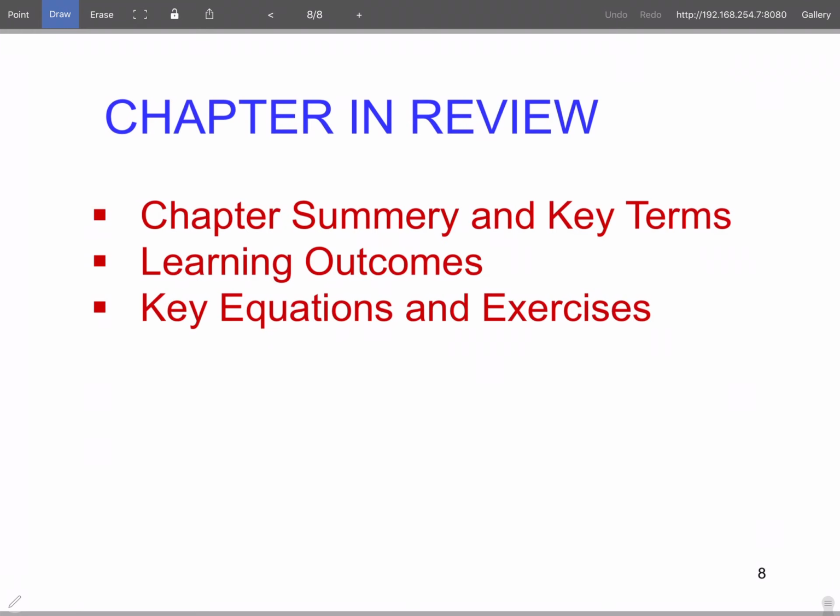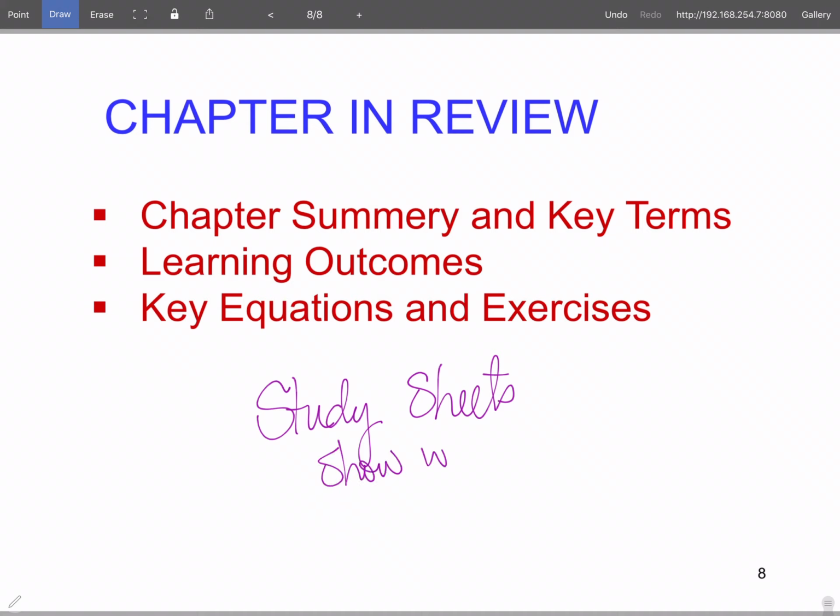All right, this is the end of the chapter. Notice at the end of each chapter you have a chapter review, which has a chapter summary and key terms, the learning outcomes, and the key equations and the exercises. Also, for the exam, which is posted as to when it will occur, the study sheets will show what's on each exam. So I would start at the back of the chapter and then go to the study sheets as you study. And remember, you can rewatch these videos as much as you need to.